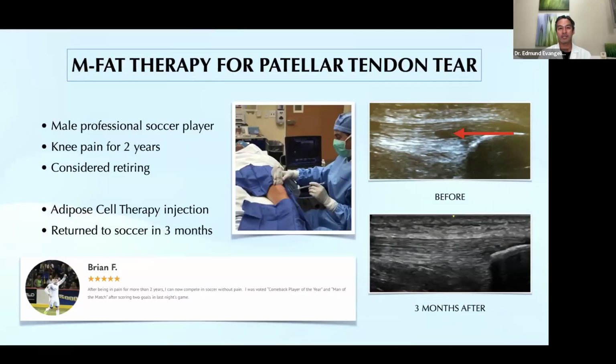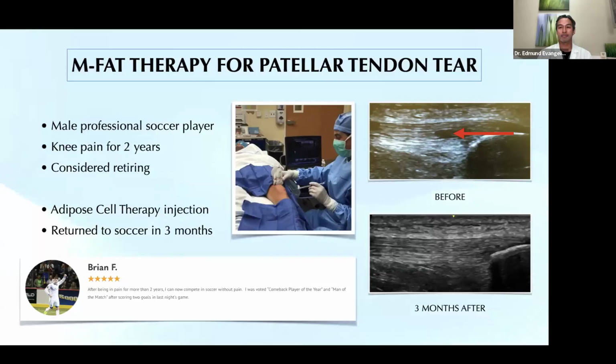This is a nice one. Another patient of Dr. Rogers, a male professional soccer player, knee pain for 2 years, considering retiring, underwent the MFAT procedure. You can see the patella tendon intrasubstance tear, that defect in the tendon, on the top picture. That black area is the intrasubstance tear of the patella tendon, and then 3 months after the MFAT procedure, nice healing of that defect and return to soccer in 3 months.